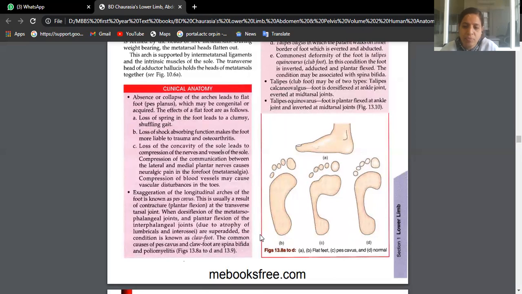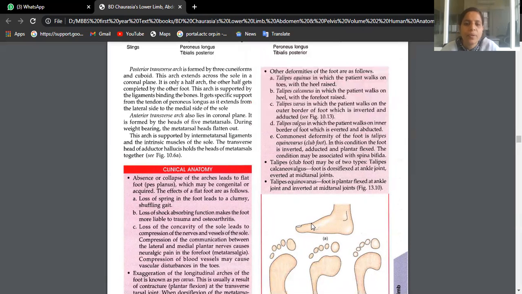Sometimes you will see the foot is too deep, more than it is required. You call it pes cavus. If it is flat, you call it flat feet. If it is too exaggerated, you call it pes cavus, and this is the normal foot, what it should be. So like that, we have some other conditions like talipes equinus, where the patient is walking on toes.